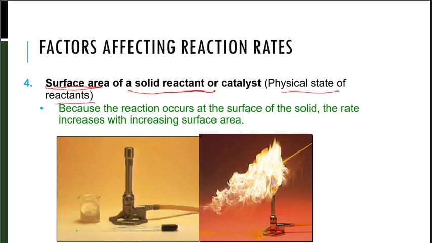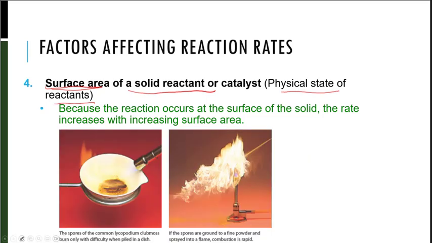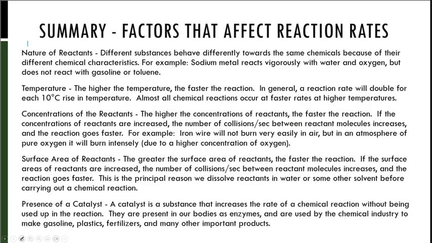Farmers know that fine dust particles that are suspended in the air used for grain storage, like in a silo or a feed mill, can represent a major explosion hazard. This picture shows us that I might have a pile of a solid here with a torch on it, and it's going to have a difficult time burning, but when it's in a fine powder, it's going to combust quite rapidly. If you want to pause the video here to have a little summary over the factors that affect reaction rates, you might find it helpful.